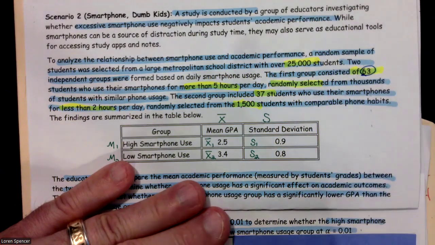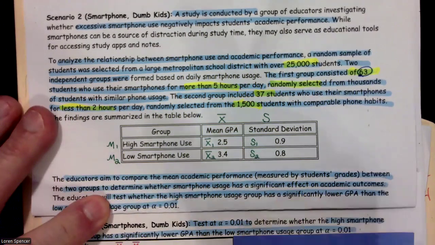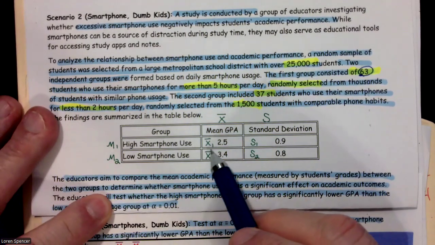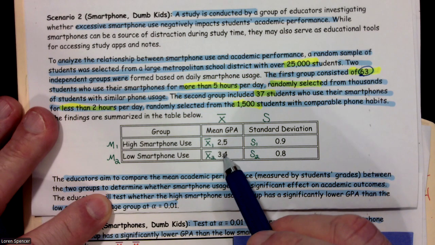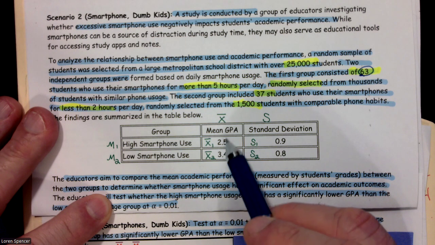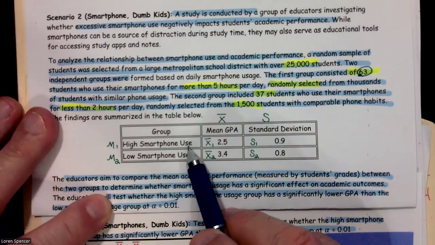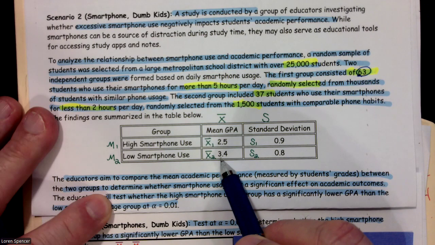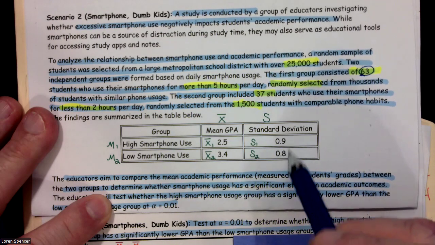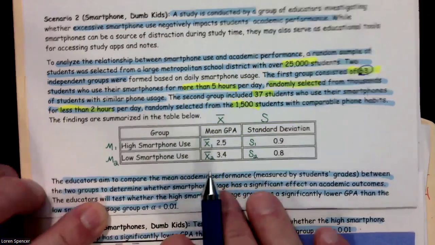The findings are summarized in the table below. So we have high smartphone use and low, I mean, the mean GPA. The average GPA, grade point average, for high smartphone usage, those who used it more than 5 hours, is 2.5 versus low having a 3.4. And here's our standard deviation for each. So this is going to be the high smartphone use and the low smartphone use.